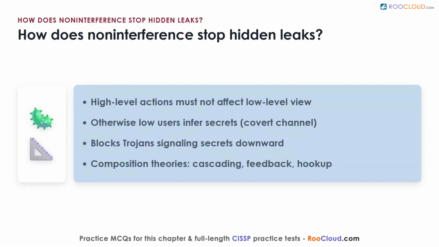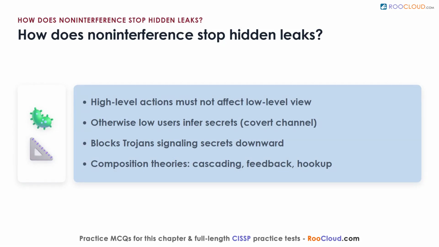How does non-interference stop hidden leaks? Non-interference builds loosely on information flow, but it asks a sharper question. It makes sure the actions of a high-level subject never affect what a low-level subject sees or does. If a high user's activity could ripple down and change the low user's view, that low user might infer secrets they were never cleared for. That subtle leakage is exactly what a covert channel exploits.